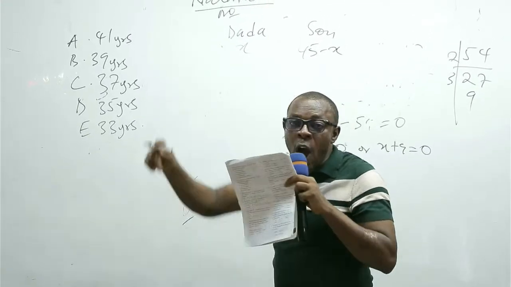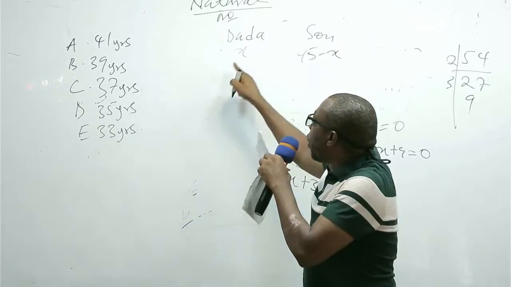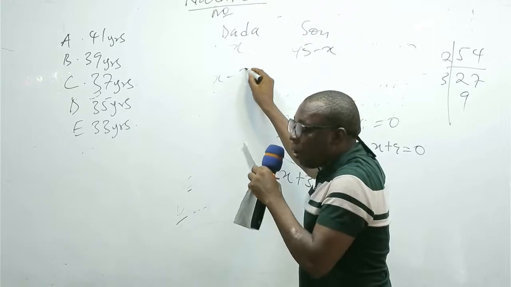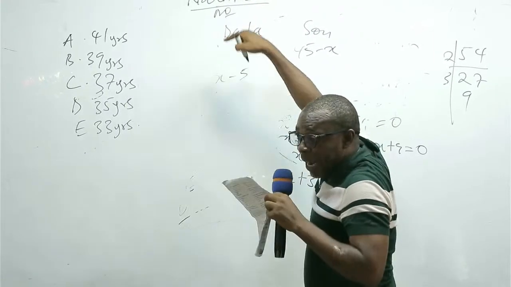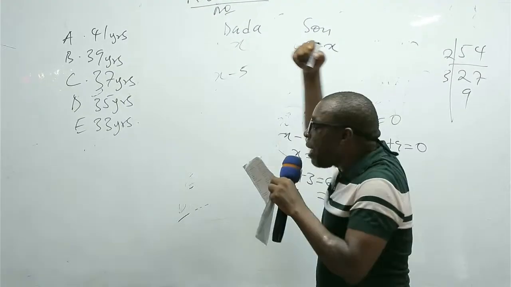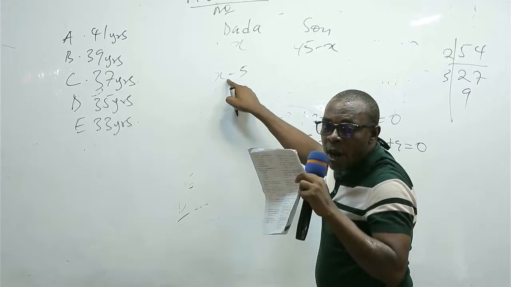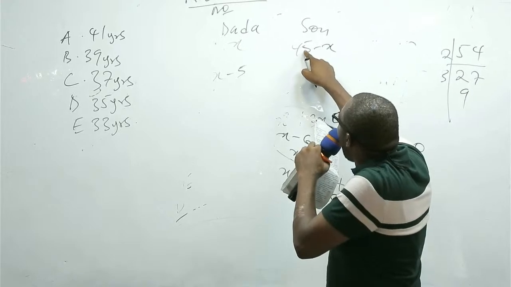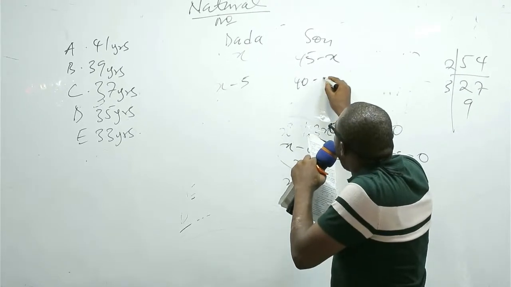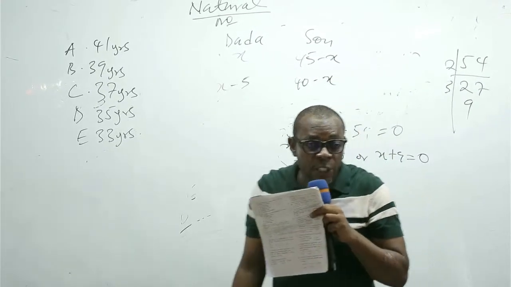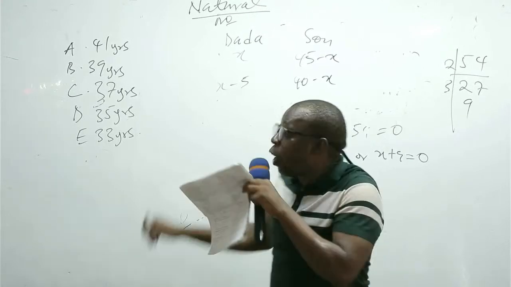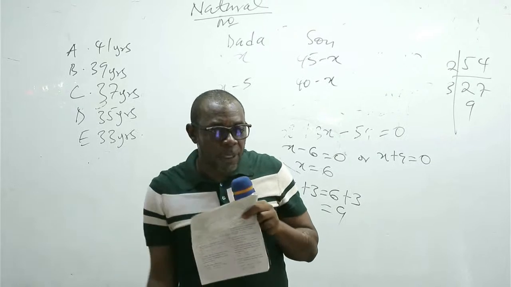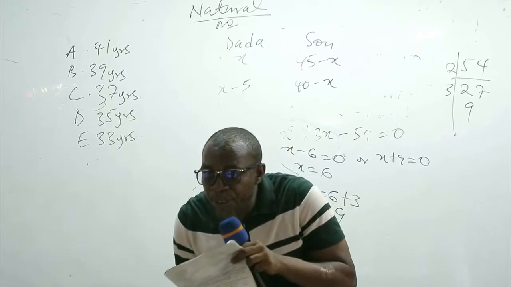5 years ago, what will happen to this man? X, what now? You know this one is the present age. Then 5 years ago, this one will be who? X, what? Then this one will now be who? 40 minus X. And you know why it is 40 minus X? Because 45 minus 5. What is 45 minus 5?